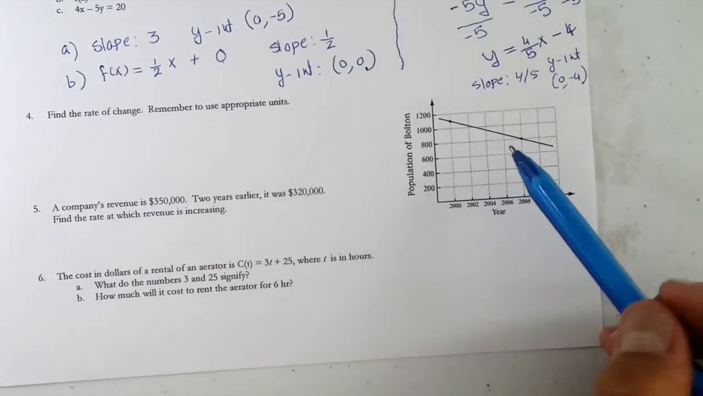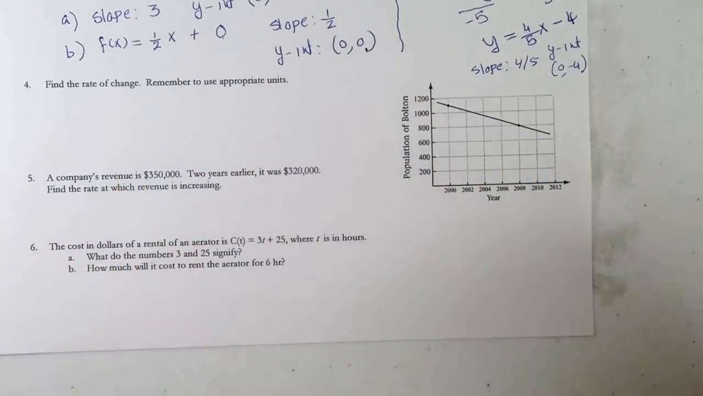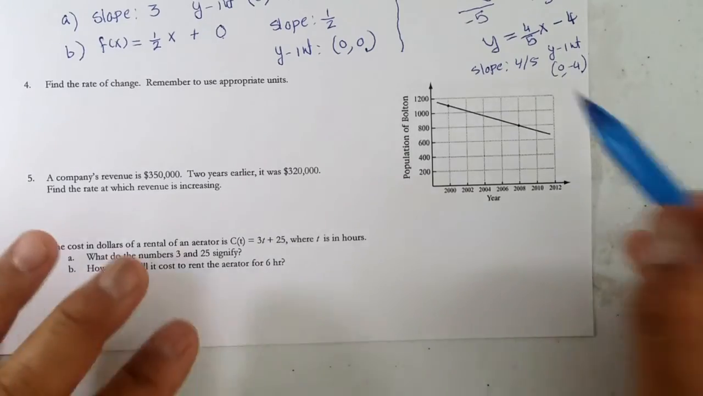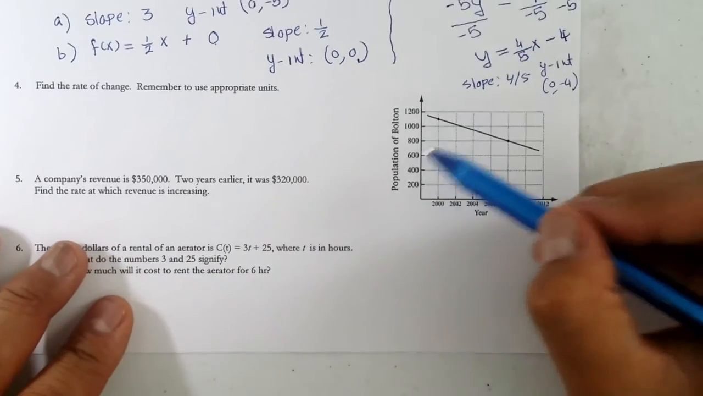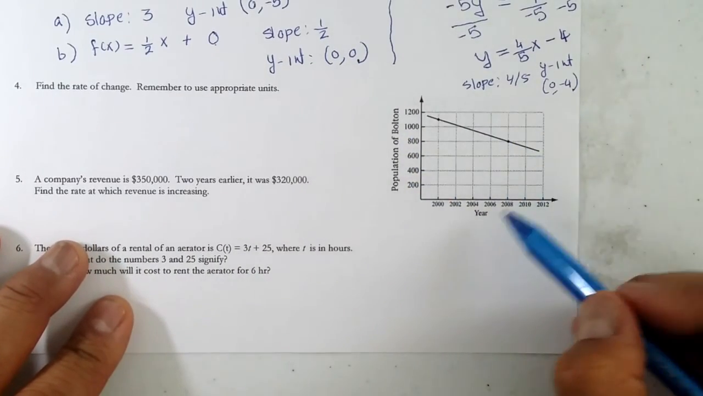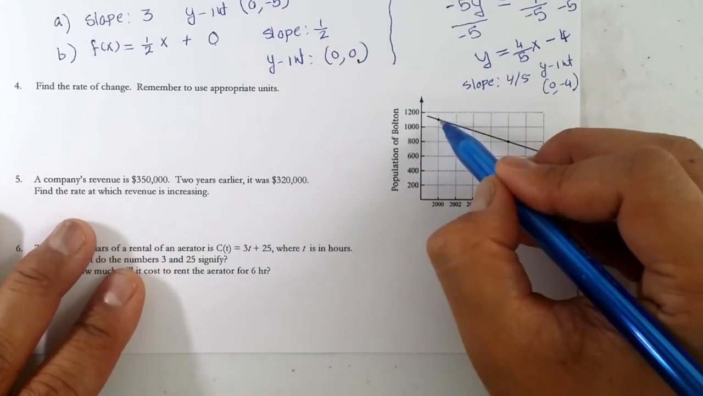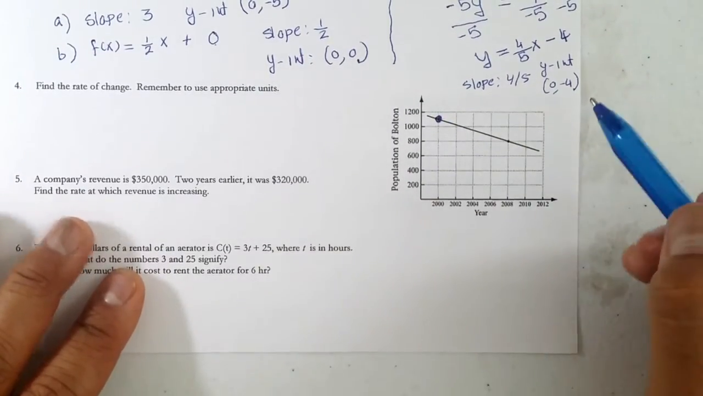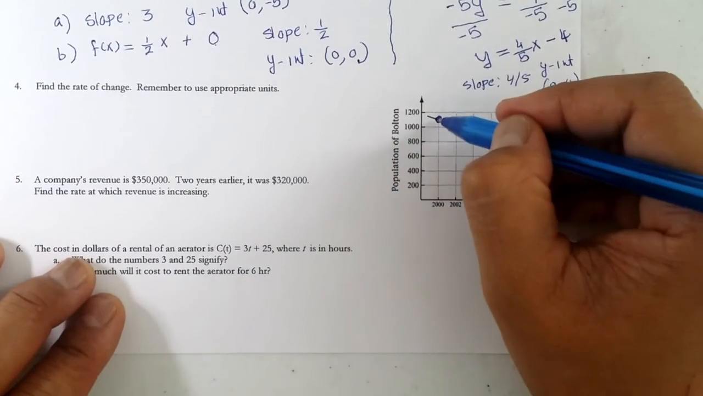Alright, for number 4, look at this graph and find the rate of change. Remember that the rate of change is, think of it as rise over run or the slope. So to find the rate of change, I will need to find the slope for this particular graph, which talks about the population of Bolton and also the years that have passed. So I'm going to start here. Rate of change is rise over run, right? So we're going to start here and we're going to rise down.